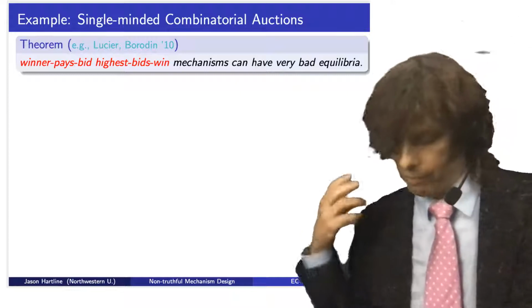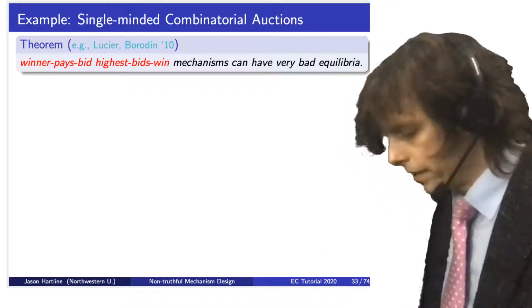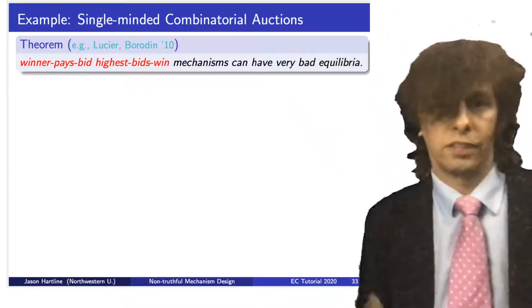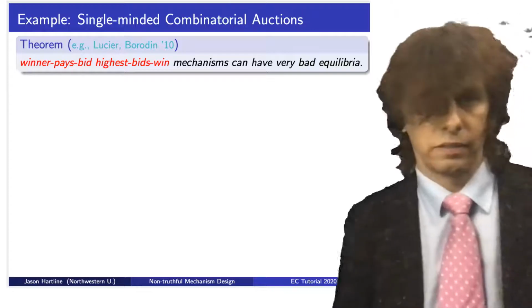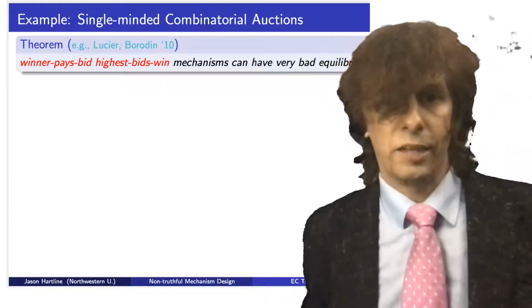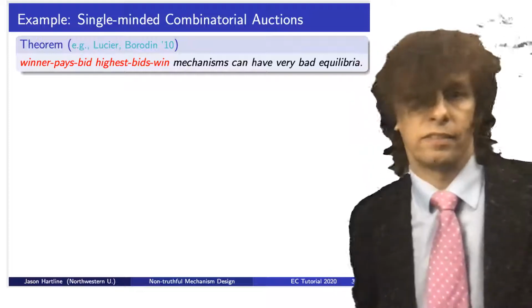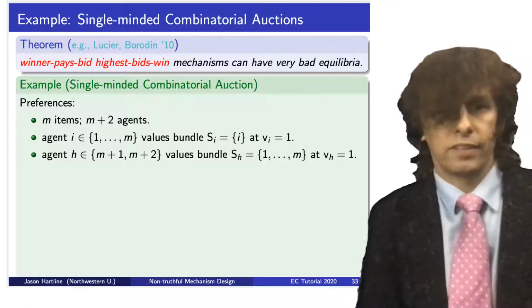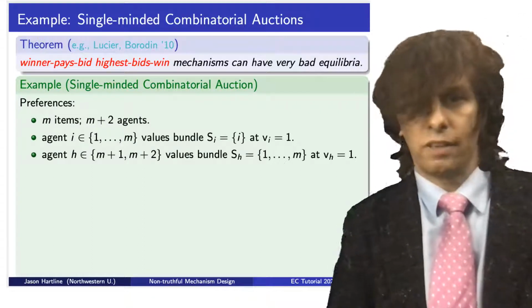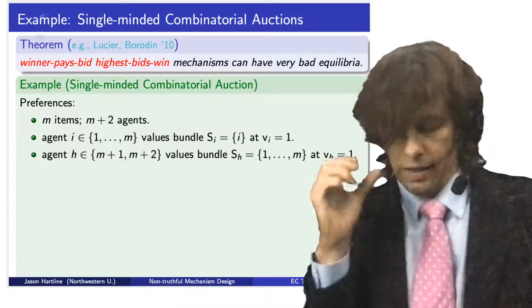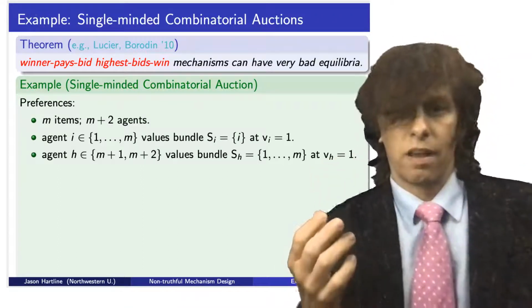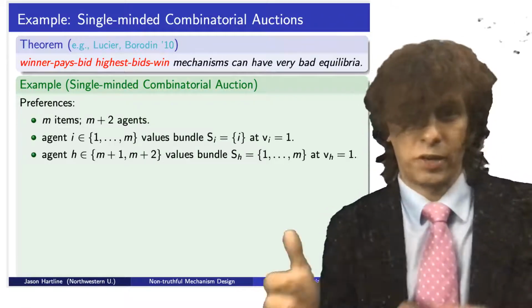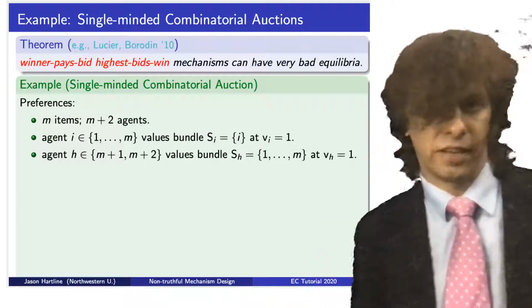Great. So we just talked a lot about how to show that equilibria are good. I now want to talk about situations where equilibria can be bad. So in particular, I want to look at the winner pays bid, highest bid wins mechanism and talk about how it may have bad equilibria. Okay, and the example I want to look at is the single-minded combinatorial auction. In fact, this example is a generalization of the example we gave before with the exclusive ad space or the 3 shared ads. This is just a generalization of that example.